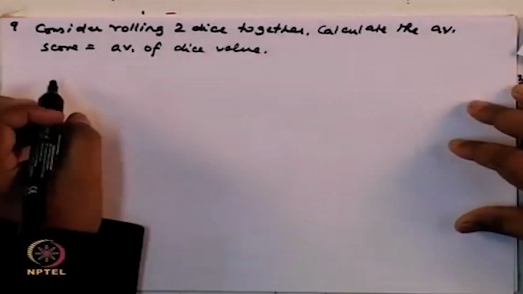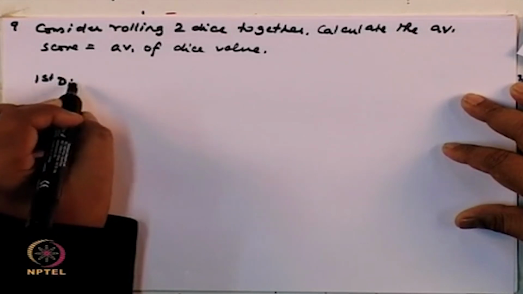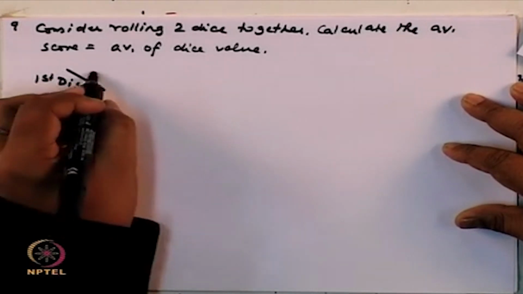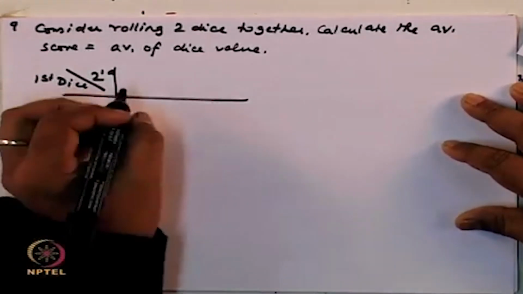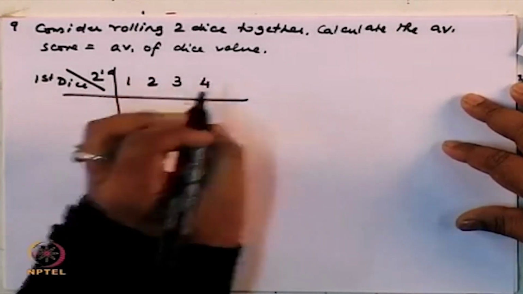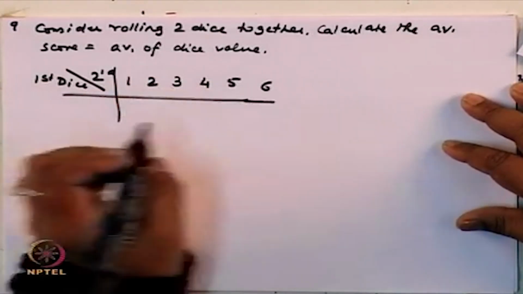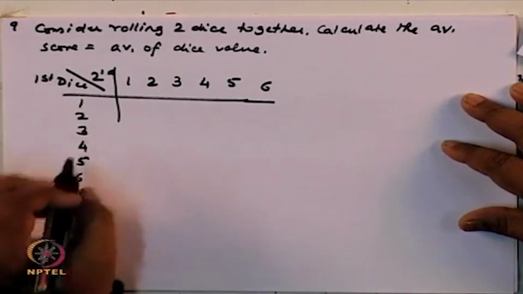Okay. So, I can construct this table. Let us say the first die and the second die. For the second you can have any value from 1 to 6, and for the first die also you can have any value from 1 to 6.